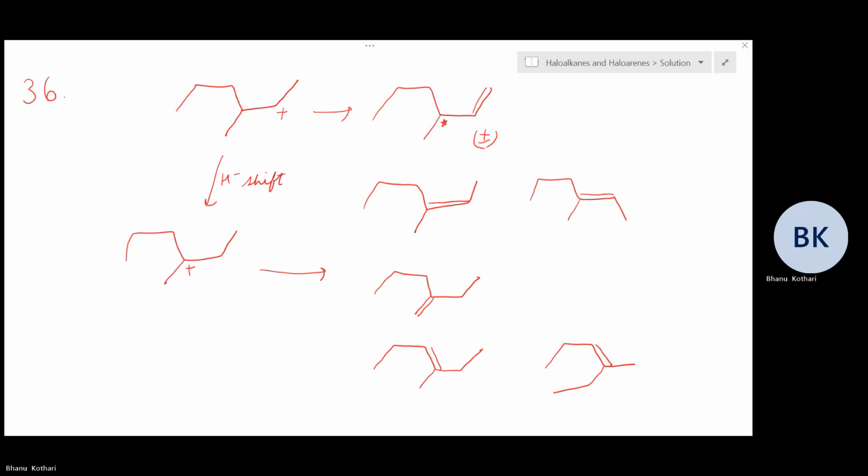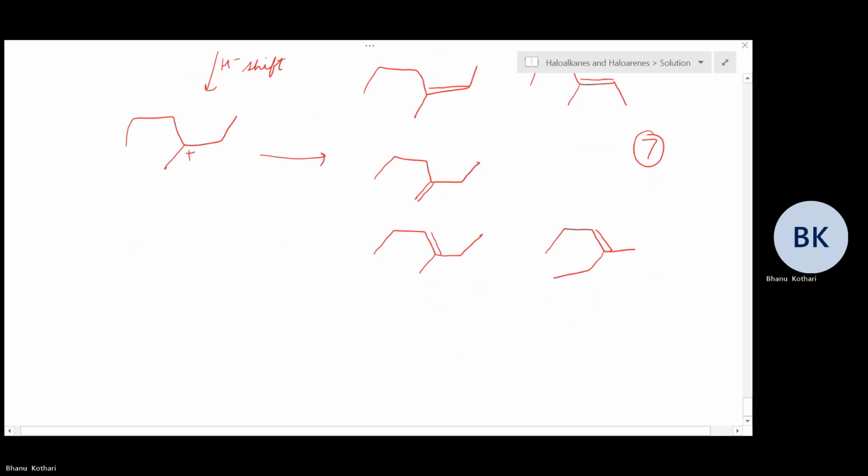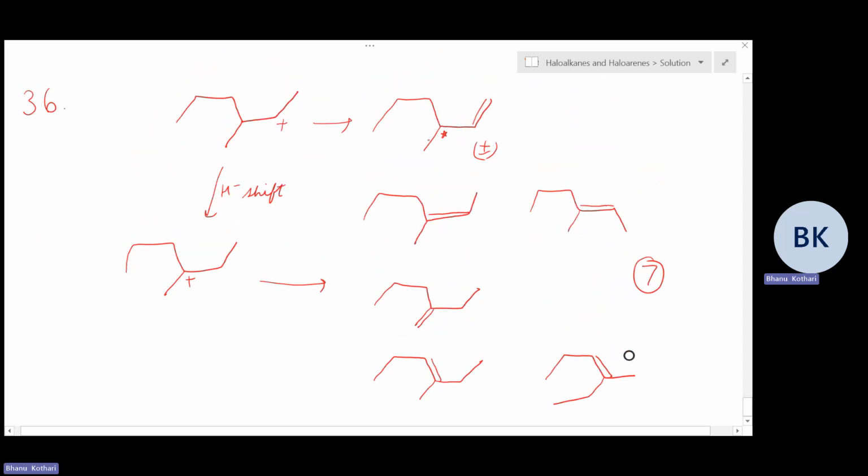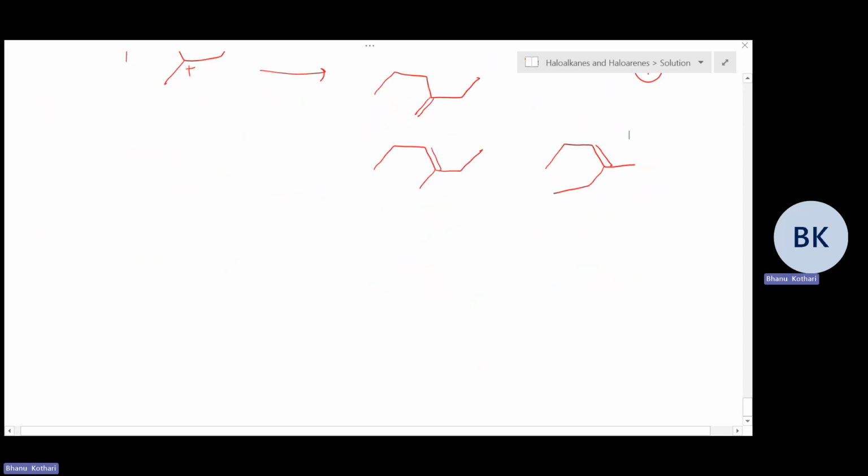Third option will be this. We have to consider this compound twice. This methyl can be coming out of the plane also and going inside the plane also. Since it is optically active, you have to consider both plus and minus compounds. So 2 here, 3, 4, 5, 6, and 7. Total 7 compounds are there. 2 plus 1 plus 1 plus 1 plus 1 plus 1, 7 different compounds. Due to this chiral center, this possible compound will be of 2 different types. There will be 2 possible alkenes of that type.